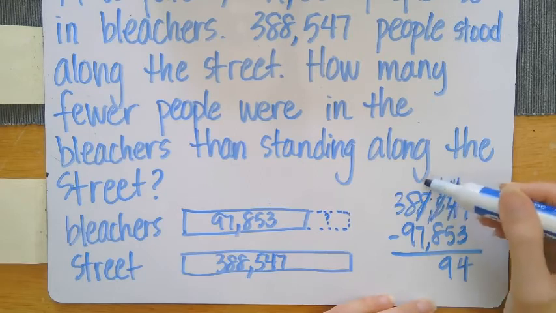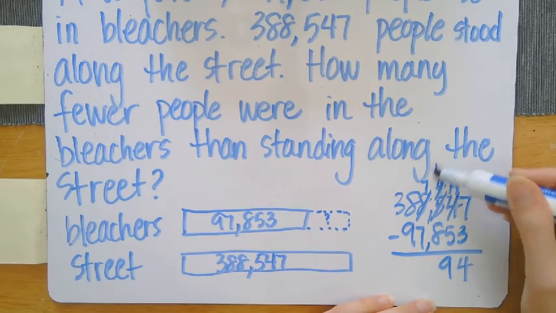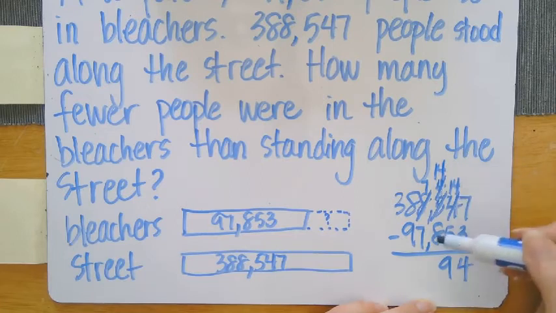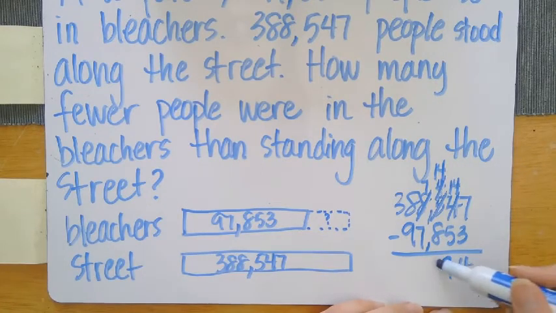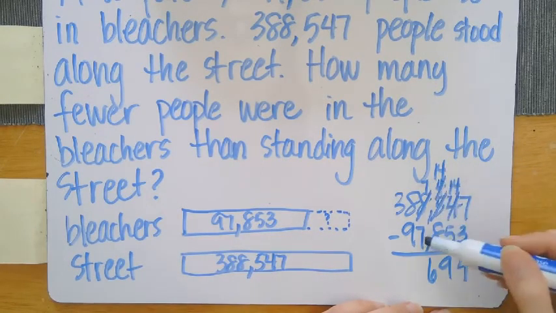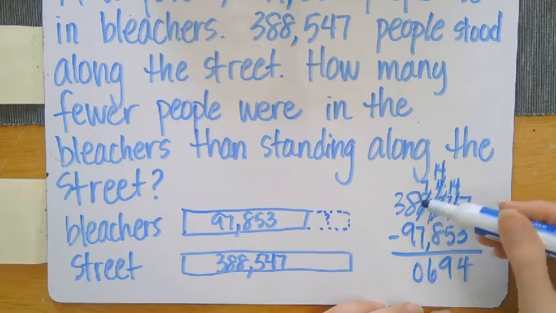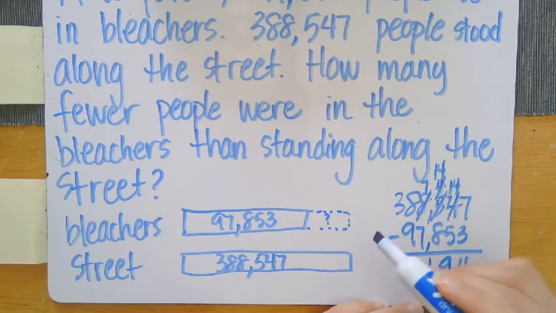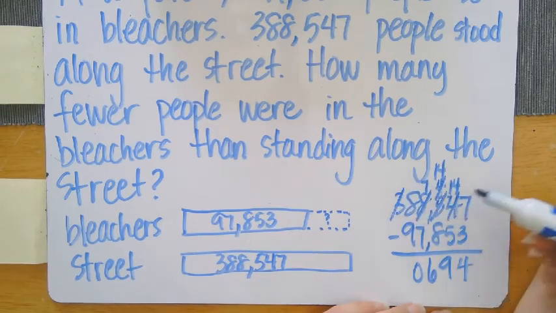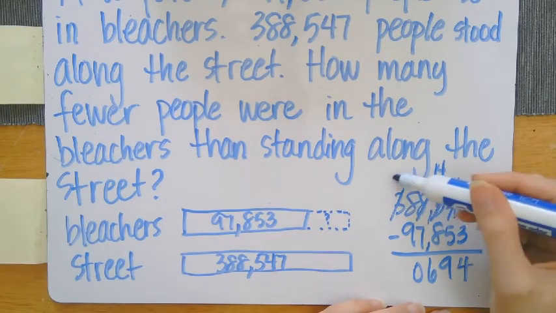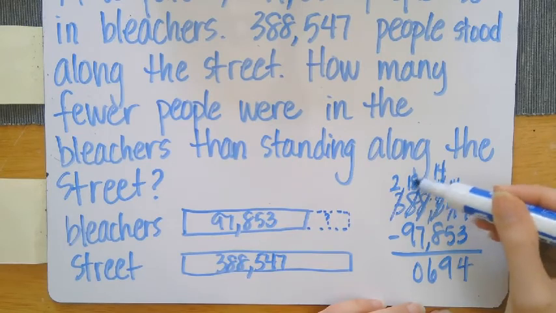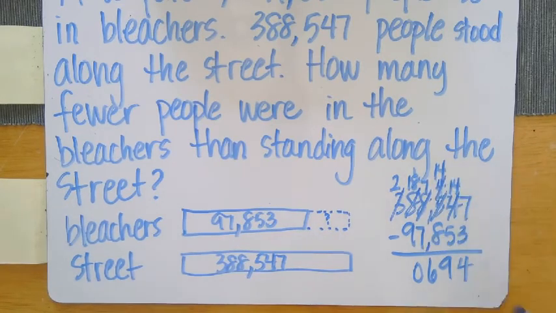This 8 will now become a 7. This 4 will become a 14. 14 minus 8 is 6. 7 minus 7 is 0. 8 minus 9, can't do it. Go next door, borrow some more. That 3 becomes a 2. 8 becomes an 18. 18 minus 9 is 9. 2 minus 0 is 2. 1, 2, 3, comma here.